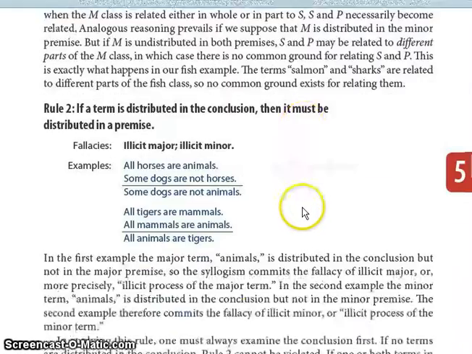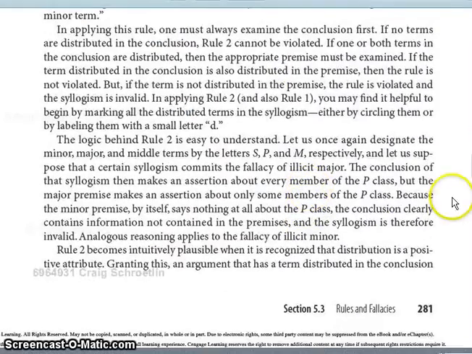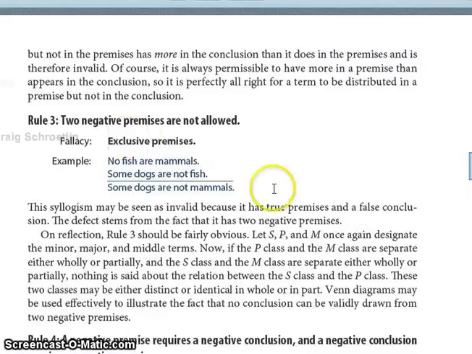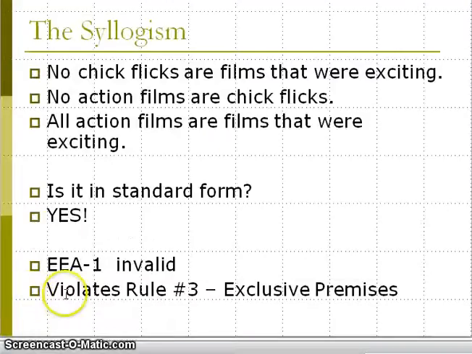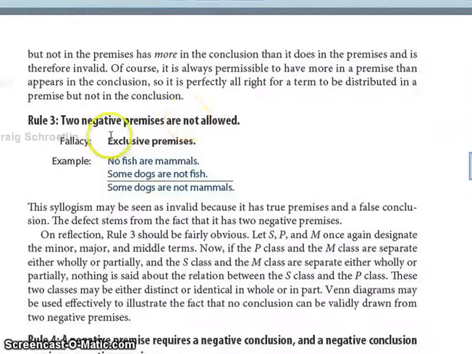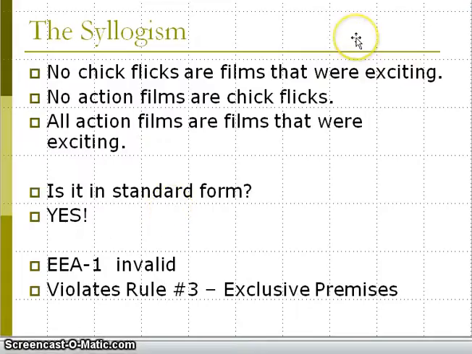Let's look at Rule 3. Rule 3 says, and I guess I just went past it, didn't I? Two negative premises are not allowed. Let's go back to what we had here. We have a negative premise, a negative premise, and a positive conclusion. Therefore, we know it violates Rule 3. Two negative premises are not allowed, so it commits the fallacy of exclusive premises.